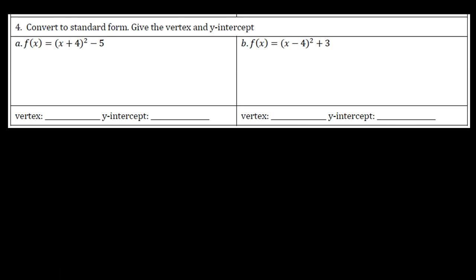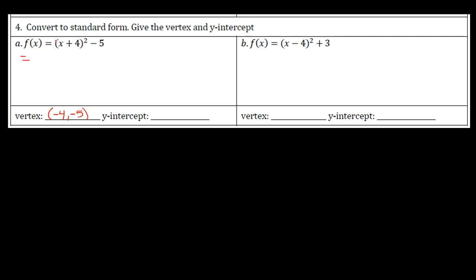Okay, let's go over number 4. Convert to standard form. Give the vertex and the y-intercept. So because it's in vertex form, I can easily identify. I could find the y-intercept like we did earlier by plugging in 0, but I'm just going to convert this into standard, and then it'll obviously give me the y-intercept.